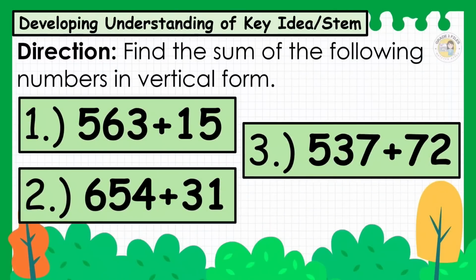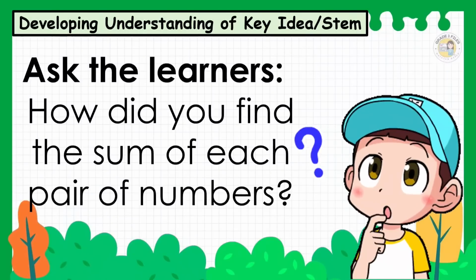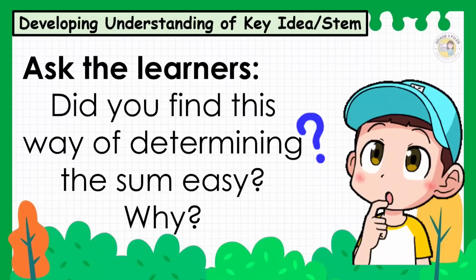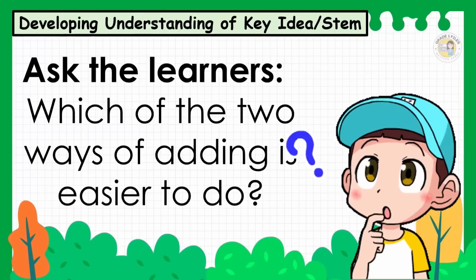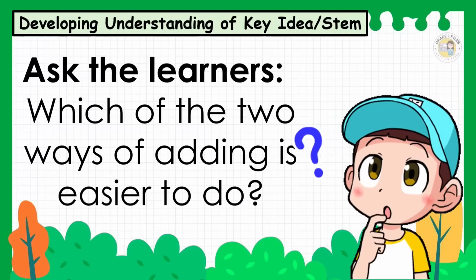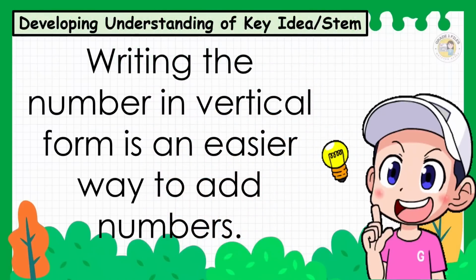Find the sum of the following numbers in vertical form. How did you find the sum of each pair of numbers? Did you find this way of determining the sum easy? Why? How did you add the numbers? Which of the two ways of adding is easier to do? Writing the numbers in vertical form is an easier way to add numbers.